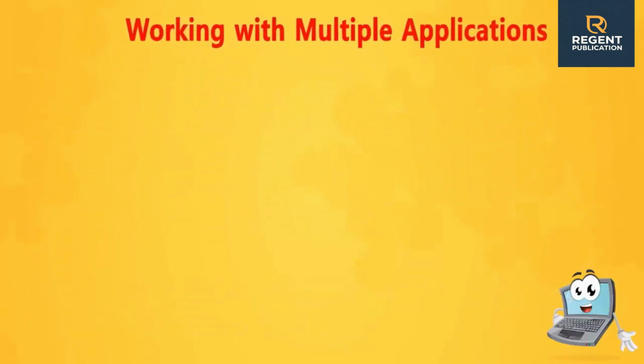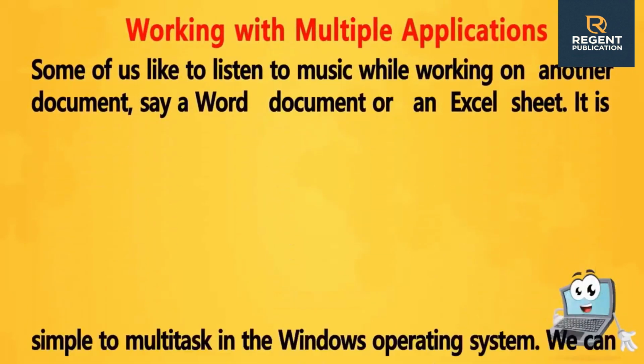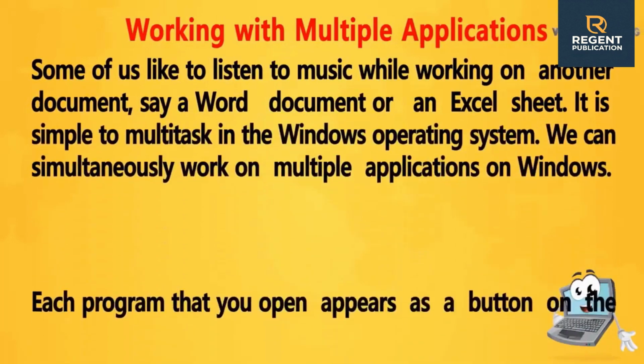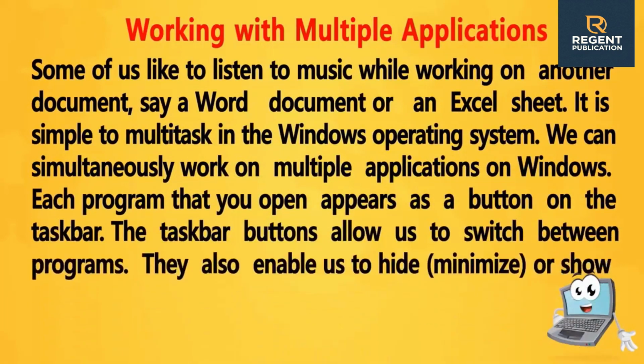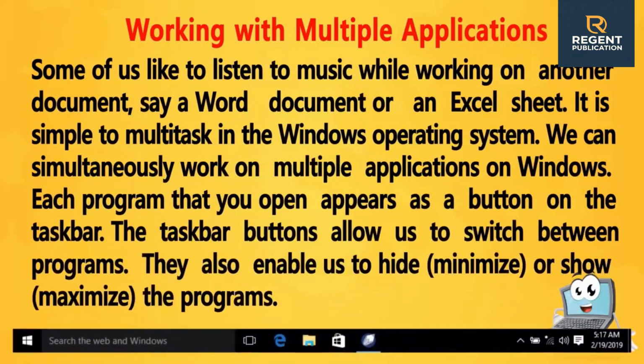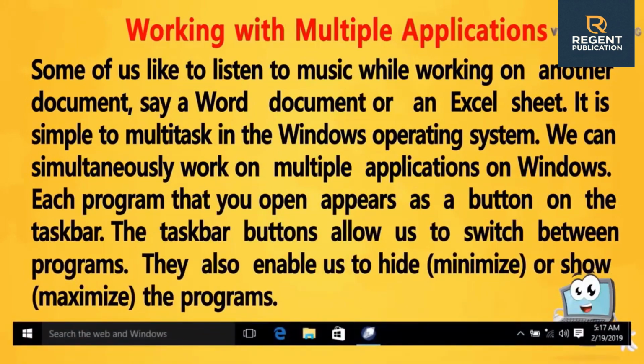Working with multiple applications. Some of us like to listen to music while working on another document, say a Word document or an Excel sheet. It is simple to multitask in the Windows operating system. We can simultaneously work on multiple applications on Windows. Each program that you open appears as a button on the taskbar. Taskbar buttons allow us to switch between programs. They also enable us to hide, minimize, or show, maximize the programs.